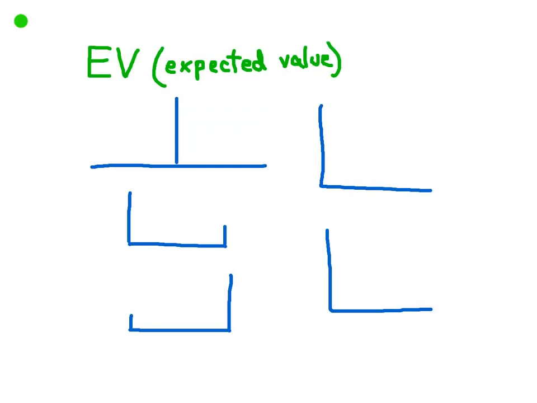Expected value, or EV, as we know it in the poker world, refers to the long-term average profit or loss that you expect from a specific decision in poker. To start understanding EV in more depth, we should start with the normal distribution. You may remember it from school as the bell curve distribution. It's got a mean of 0 and a standard deviation of 1.